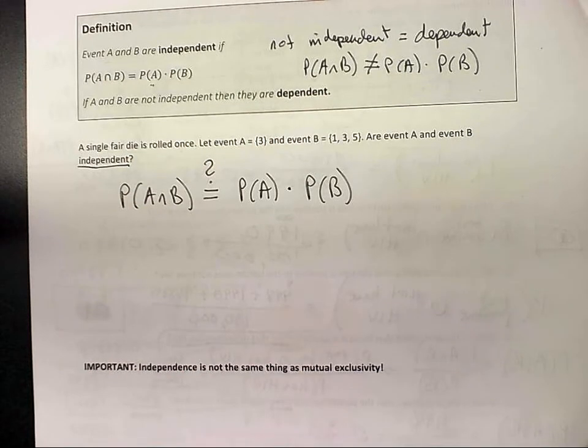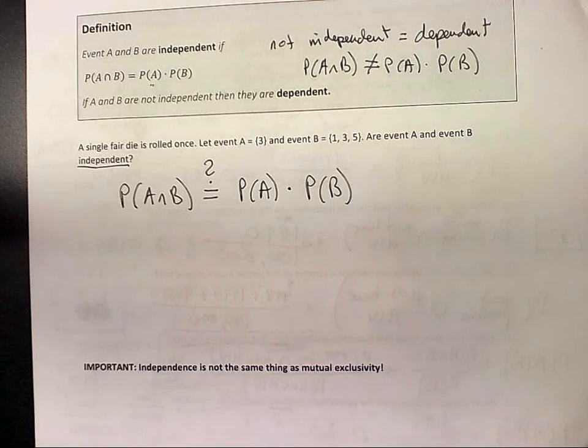So I'm going to put a question mark over that equal sign because that's what we're trying to determine. Right? I don't want to say that they're equal yet because that's what we're trying to figure out. If the left-hand side is equal to the right-hand side, then they're independent, and again, if they're not, then they're not independent, or they're dependent.